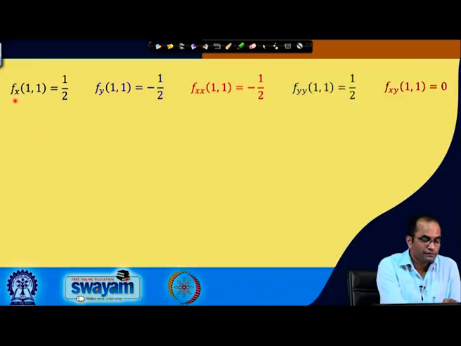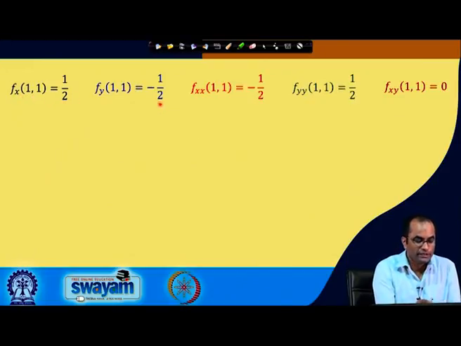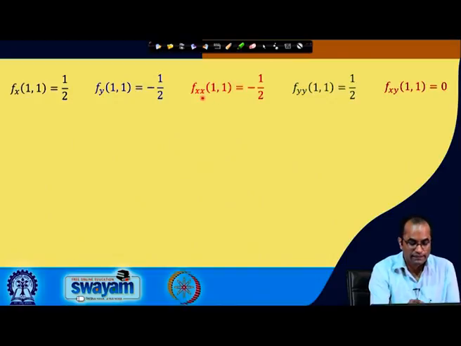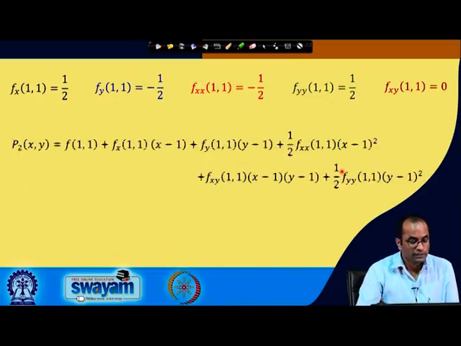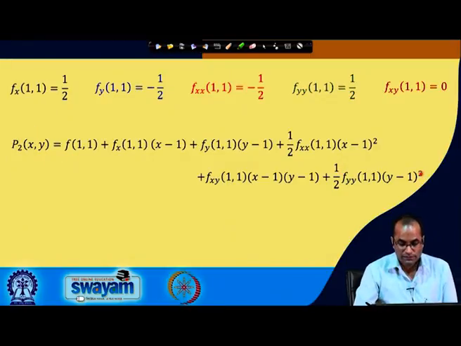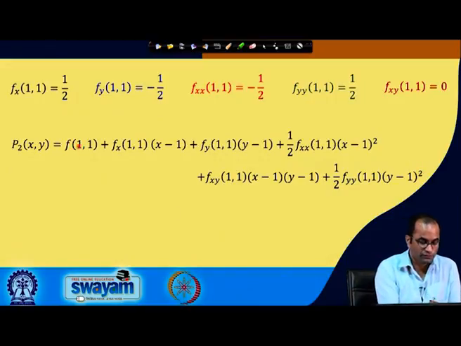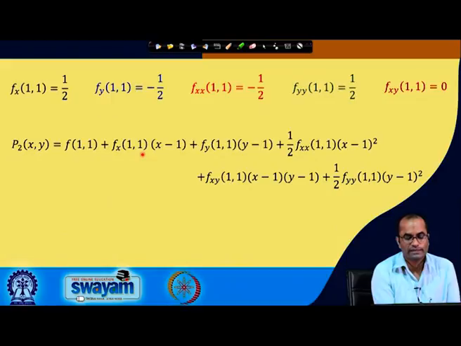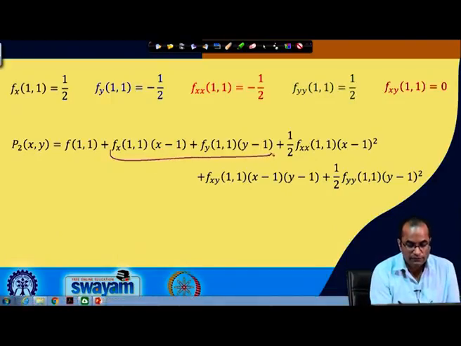So, here we have now f_x evaluated at (1, 1), which is 1 by 2, f_y at (1, 1) is minus 1 by 2, f_xx the second order term is minus 1 by 2, and so on. So, the second order polynomial, as I said, we will just go up to the second order term. So, we have f(1, 1), the partial derivative with respect to x at (1, 1) and then x minus 1. These are the first order terms.